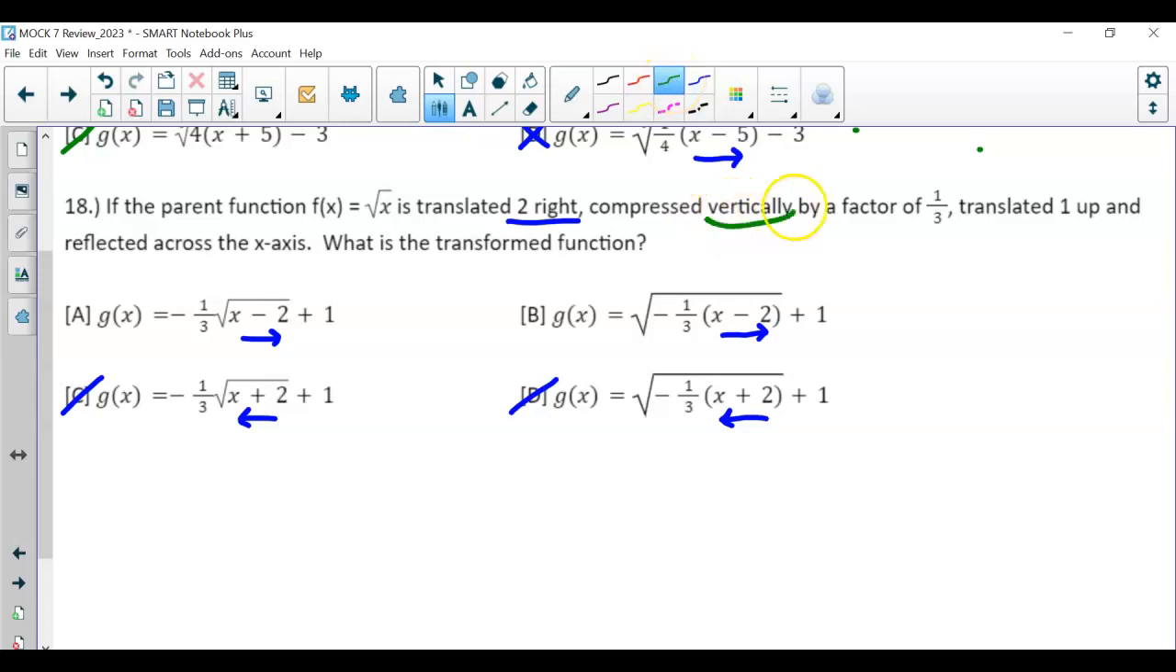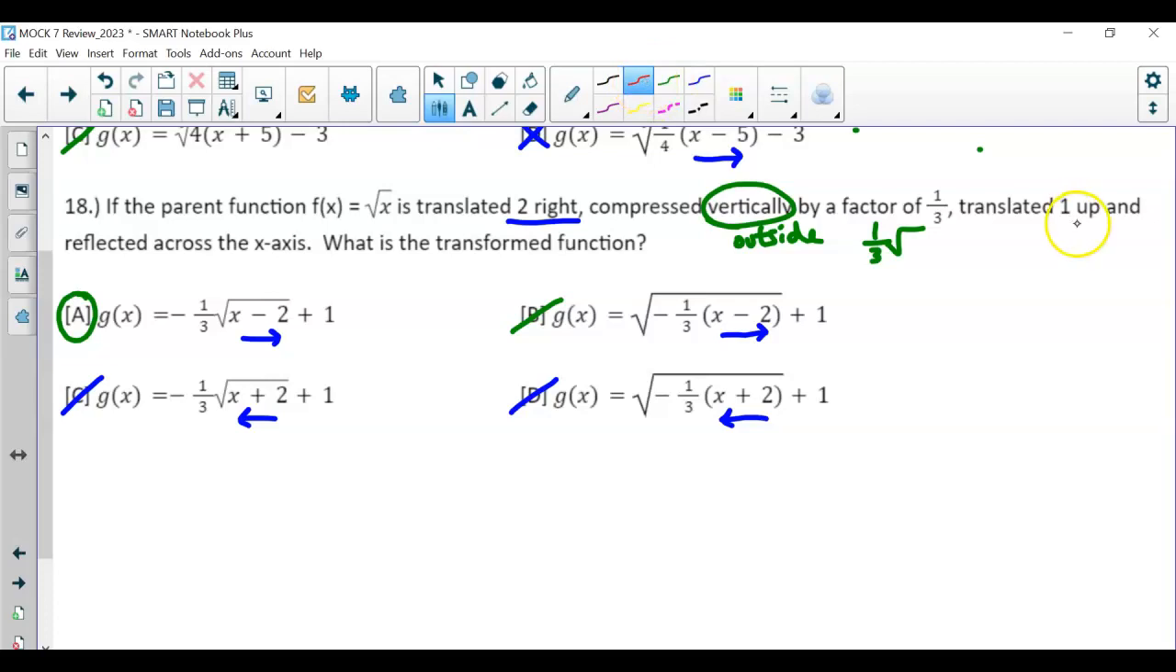We're compressing vertically. So remember that vertical compression or stretch is now outside the radical, which means we're going to leave it as that 1/3 outside of the radical. That means here with vertical being outside, the answer we're left with is A, because B shows horizontal. And that's actually by a factor of 3. But let's keep going to check to make sure that everything matches with our answer of A.